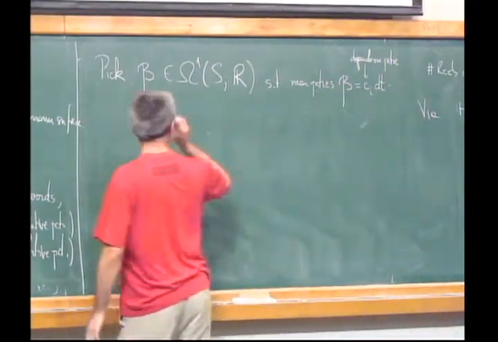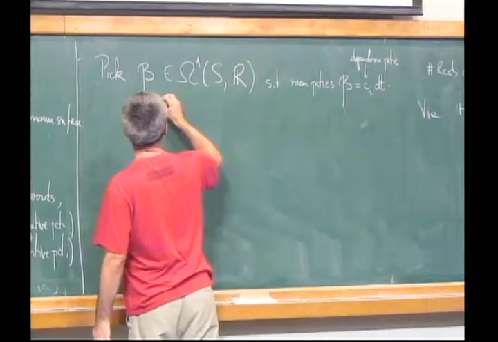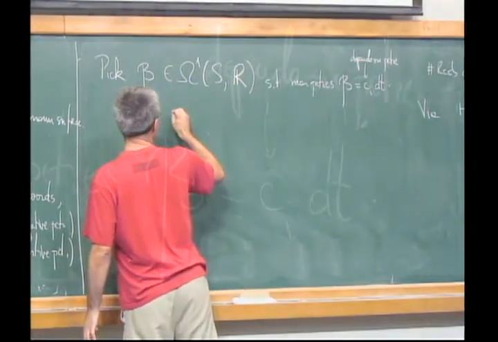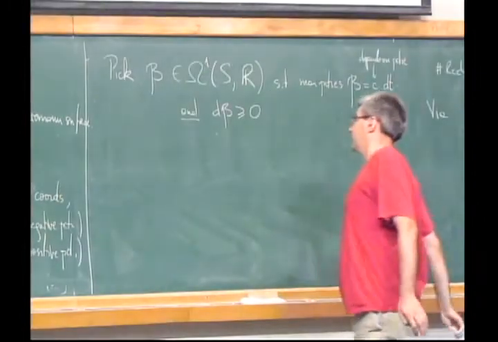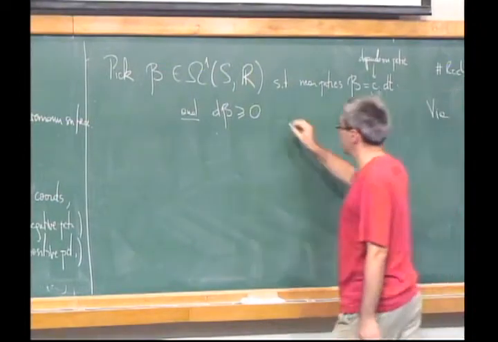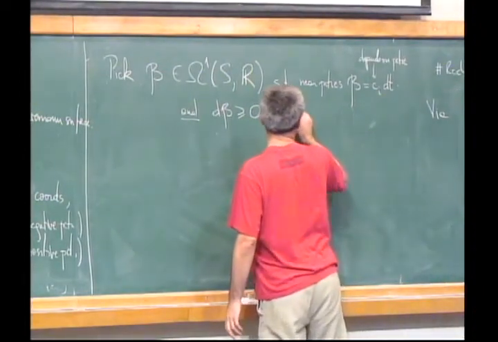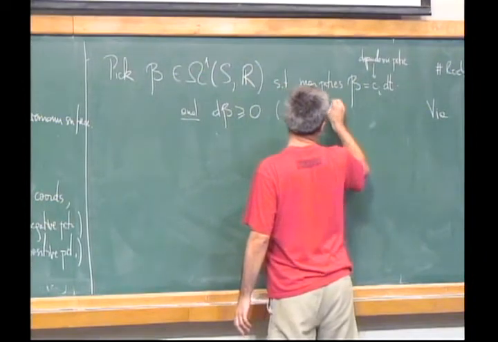Right? So it's going to be important. So for maximum end, d beta non-negative. So that's going to be important for the maximum principle.